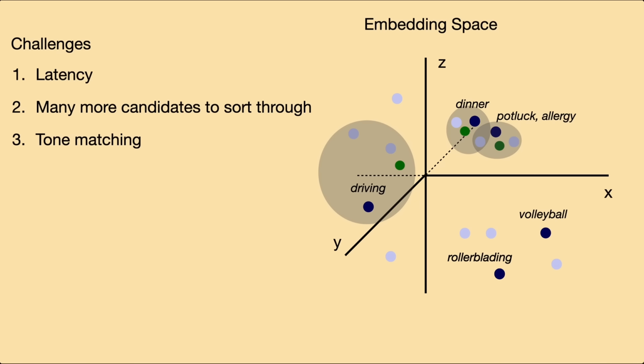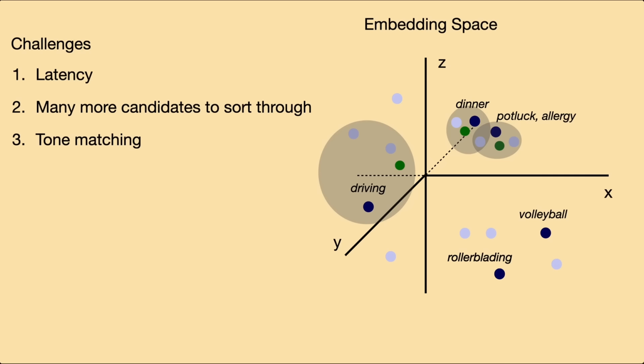Number 1, latency. HyDE inevitably introduces an extra step to the retrieval pipeline, and every complication we add increases the time it takes for a user to get a response. Number 2, there are now many more retrieved candidates to sort through. The more diverse the content we retrieve, the more work we have to do in deciding what to actually use.